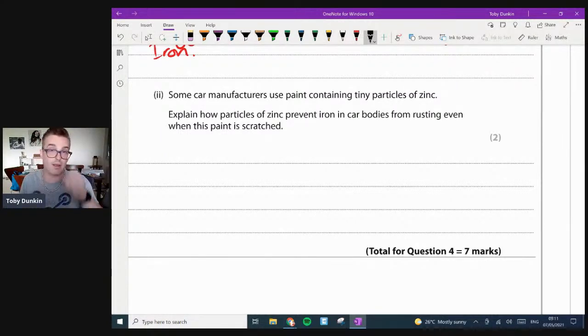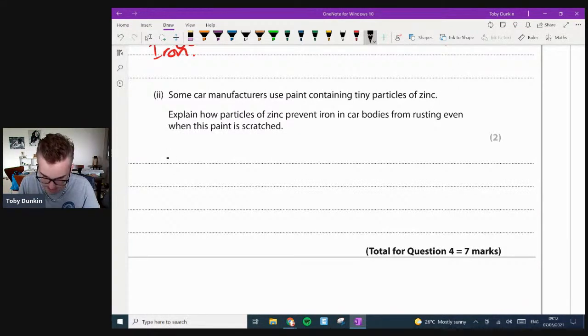Now, by the way, this is actually quite an interesting one. I've never actually seen that question before. I didn't know that they'd be mixing in zinc. It makes total sense for them to do it. They're not galvanizing. Galvanizing means to cover it entirely with zinc. Very expensive to do that to a car. So adding the zinc powder into the paint, quite interesting.